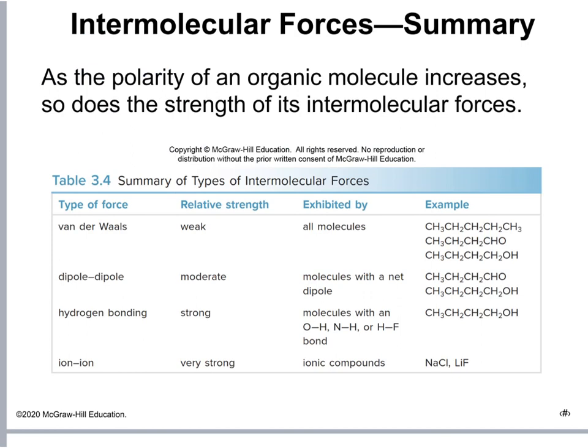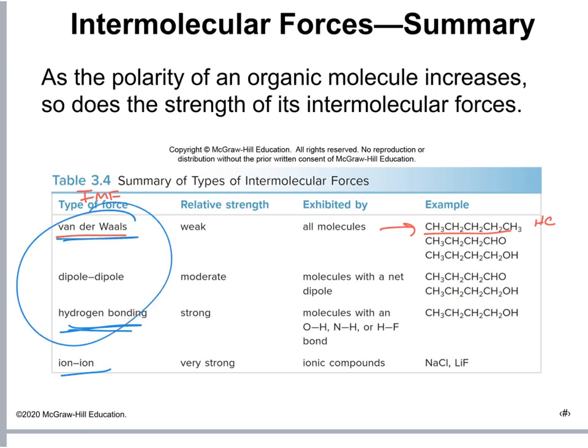So these are some examples of molecules and their types of intermolecular forces. Here we have butane, and they're showing you all these molecules, but butane, the hydrogen-carbon one, only has van der Waals. If you have any of these other forces, you also have van der Waals.